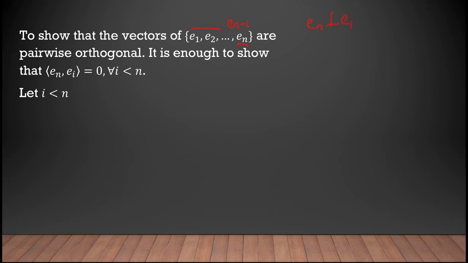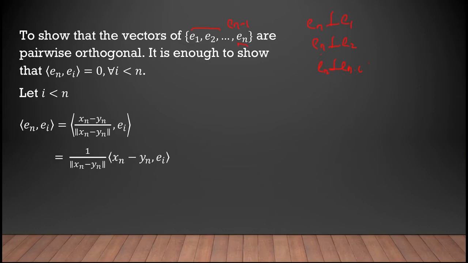Okay. So we need to prove that en is orthogonal to e1, en is orthogonal to e2, etc. en is orthogonal to en minus 1. This we have to prove. So I am taking i less than n, and I have to show that the inner product of en, ei is equal to 0. So let i be less than n. What is the inner product of en, ei? En is xn minus yn by the norm of xn minus yn.